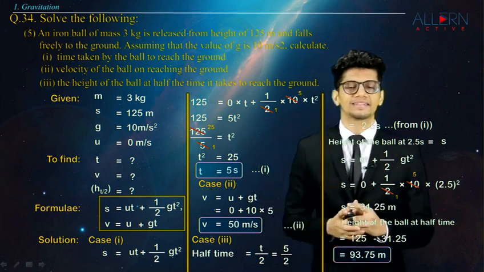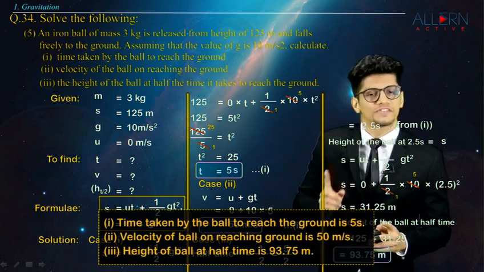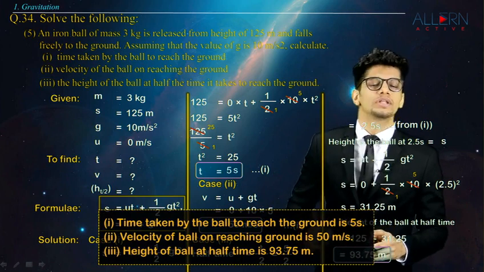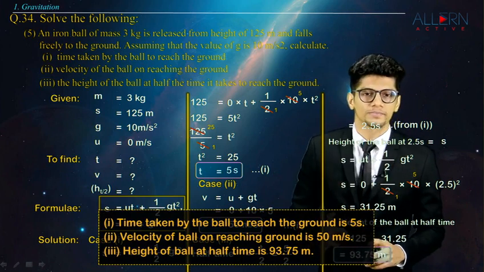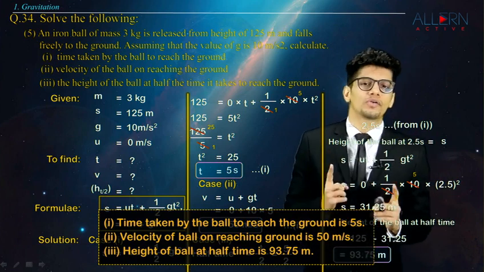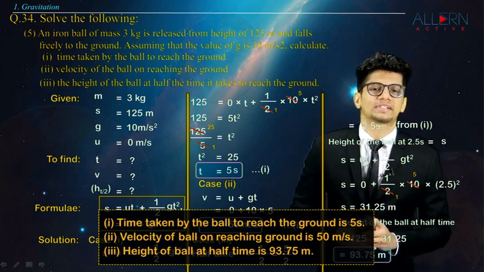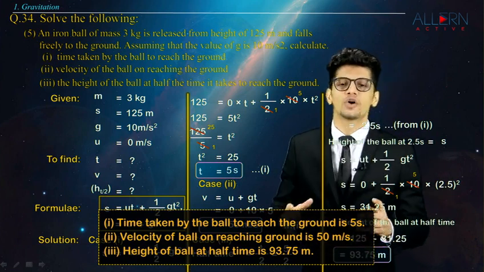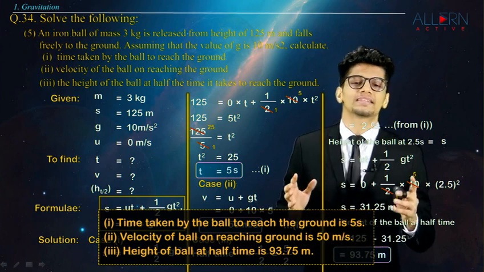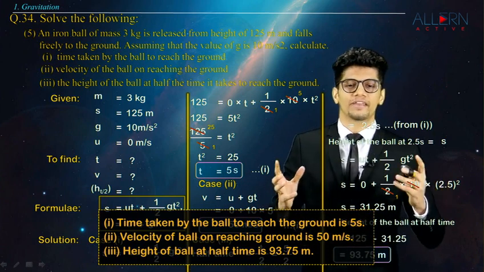Then we'll write the final statement, and the final statement is: first, time taken by the ball to reach the ground is 5 seconds. Second, velocity of the ball on reaching the ground is 50 meters per second. And finally, height of the ball at half the time is 93.75 meters.